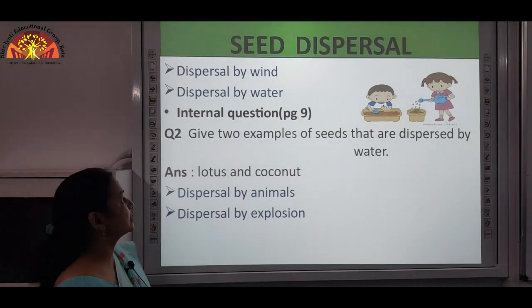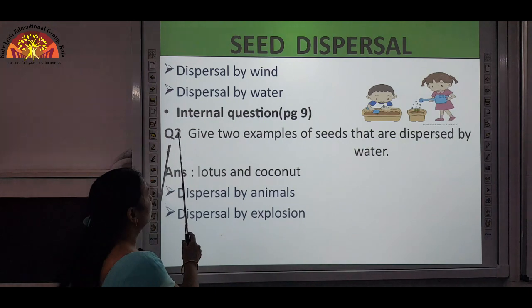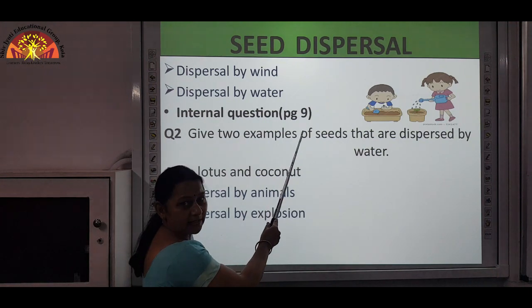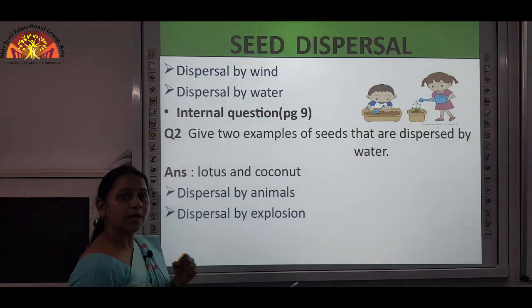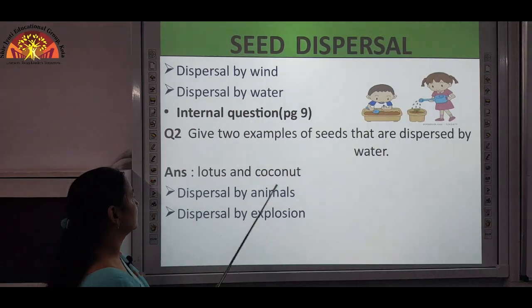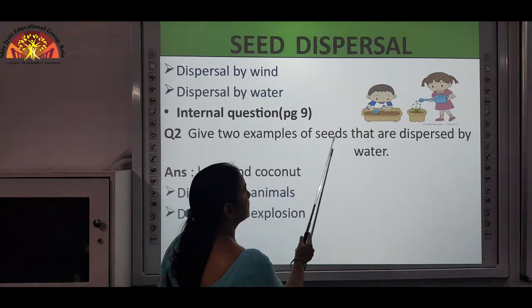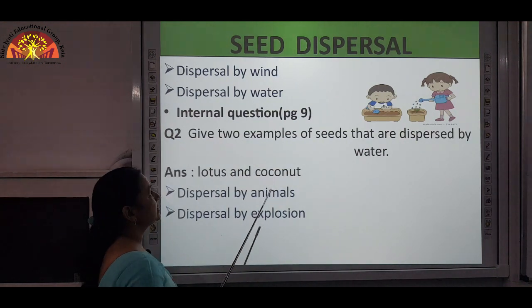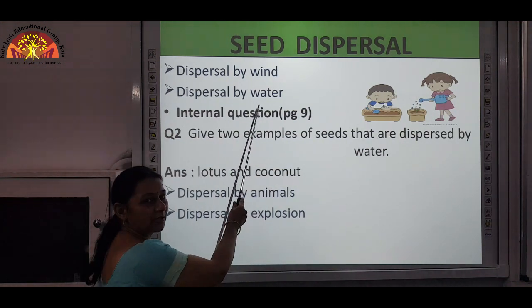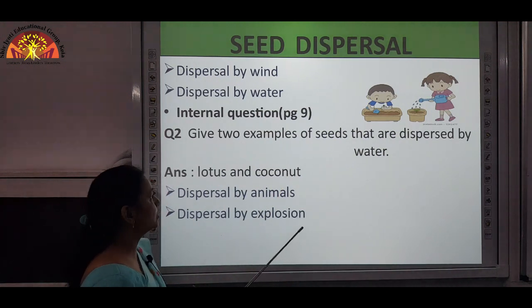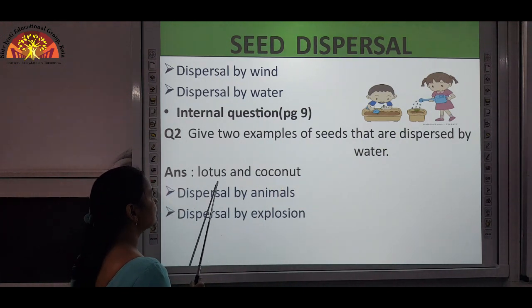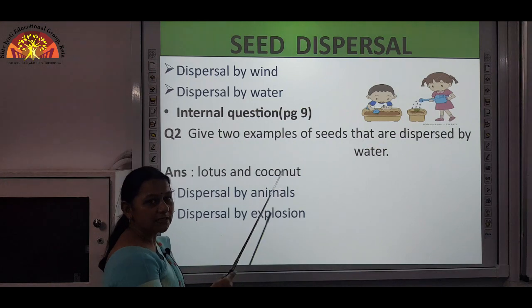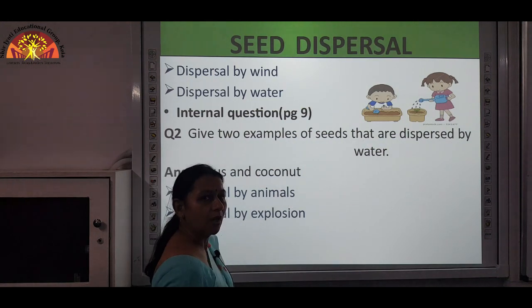another internal question, that is question number 2 on page number 9. So students, you need to underline the main answer here. Give 2 examples of seeds that are dispersed by water. This question is included in the same topic, dispersal by water. So you need to underline this. The answer is lotus and coconut. These 2 seeds are dispersed by water.